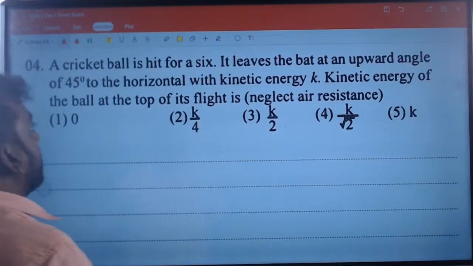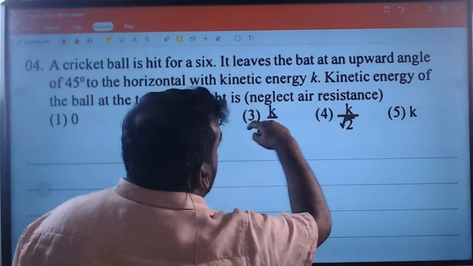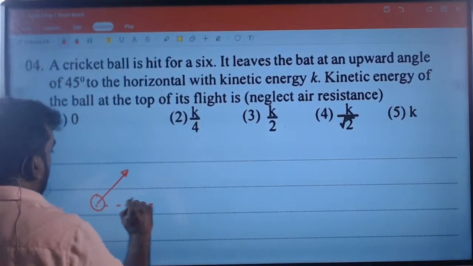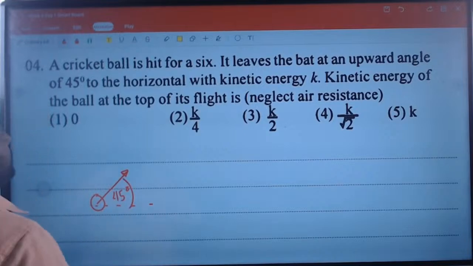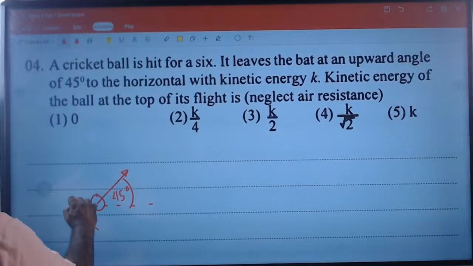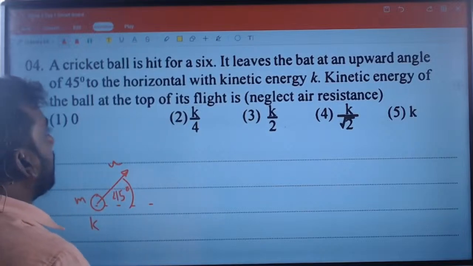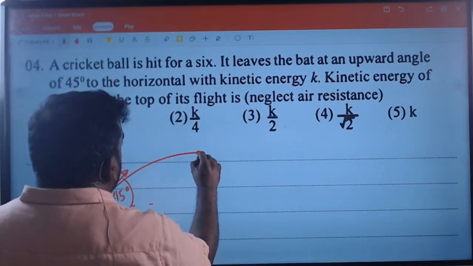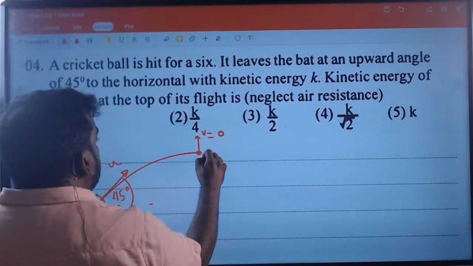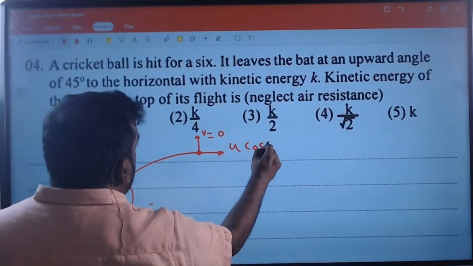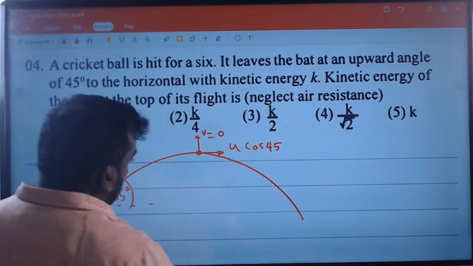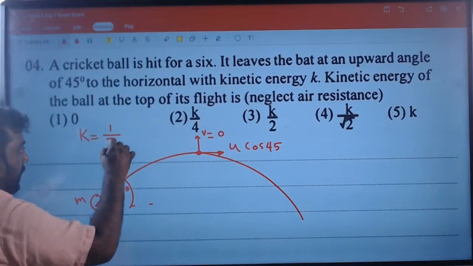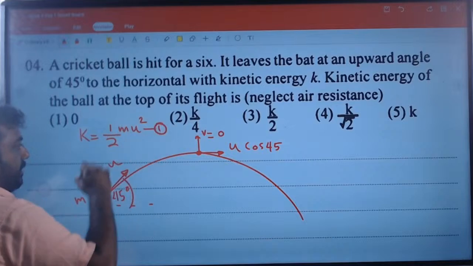A cricket ball is hit for a 6. It leaves the bat at an upward angle of 45 degrees to the horizontal, with kinetic energy K. So the mass is m, velocity is u. What is the kinetic energy of the ball at the top of the flight? At the highest point, vertical velocity is 0. Only horizontal velocity is there, u cos 45. So kinetic energy K is equal to half m u square, equation number 1.